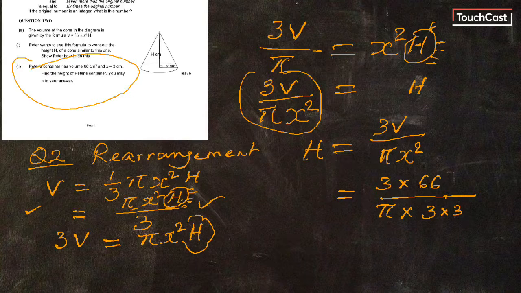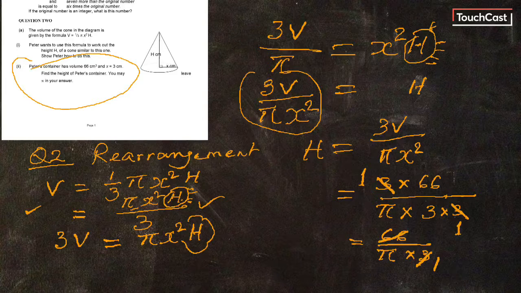Now we can go for cancellation. This is how we cancel it. So 3 divided by 3 gives you 1. 3 divided by 3 gives you 1. And we are left with 66 over pi times 3. Now 3 goes into 3 once, 3 goes into 66 22 times. And final answer is 22 over pi.